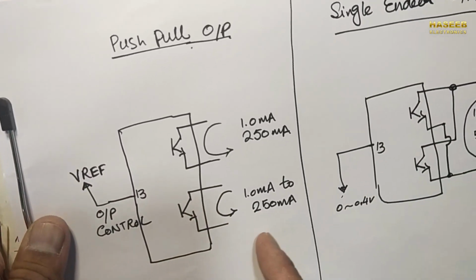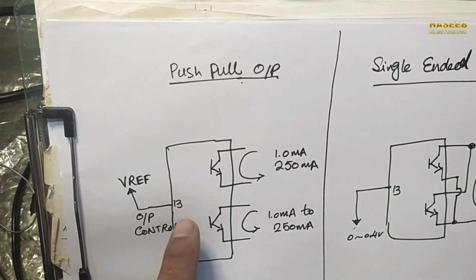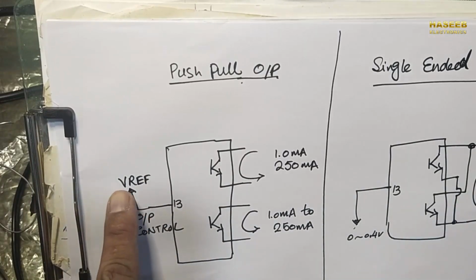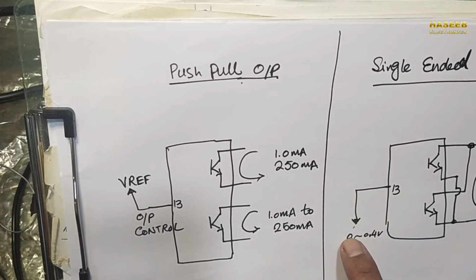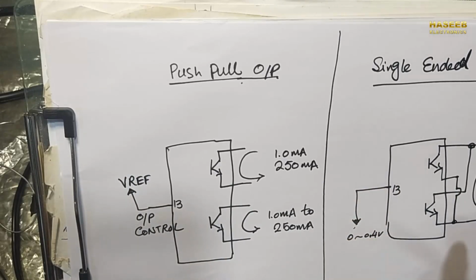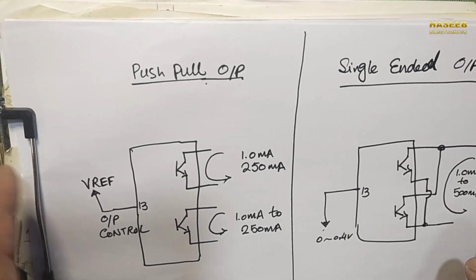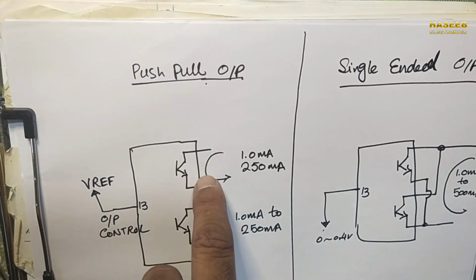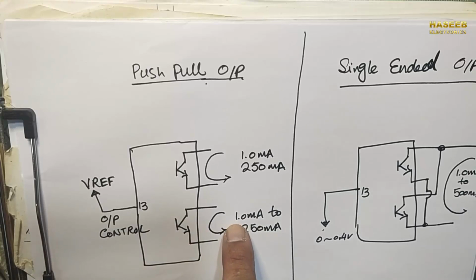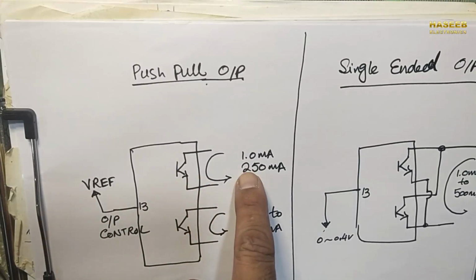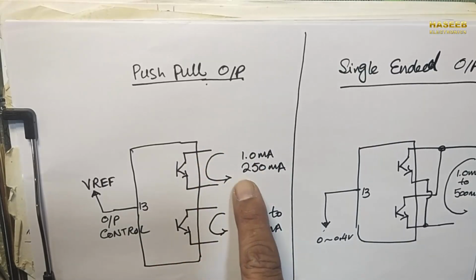In this configuration, it is push-pull operation. In this push-pull operation, pin number 13 is connected to V reference. If we connect pin number 13 to 0 or less than 0.4 volt, in that case both transistors will switch together. In this condition, each output pin, pin 11 and 10, 8 and 9, will give 1 milliampere to 250 milliampere output current.